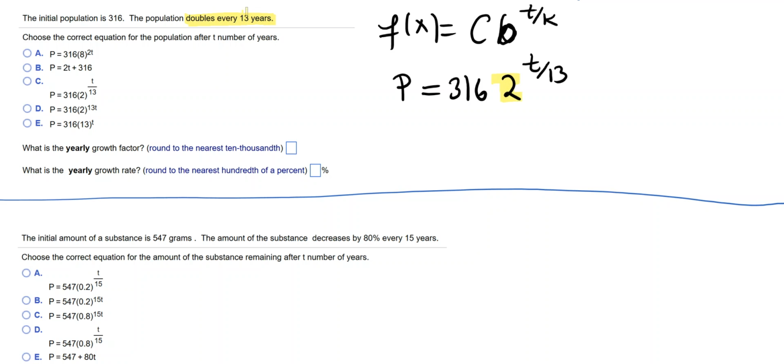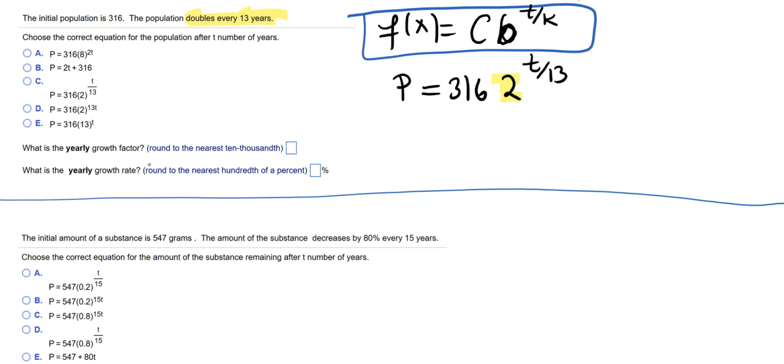So since for this one our function is not f, it's called p, and we start with 316 and it doubles every 13 years. That means that k is 13. So we will have t over 13, and b, the growth factor, will be 2 because it doubles. Okay? So then every time you hear that the growth or the decay happens every 13 years, every 5 hours, every 10,000 years, basically you're going to use this formula where k represents every kth period.